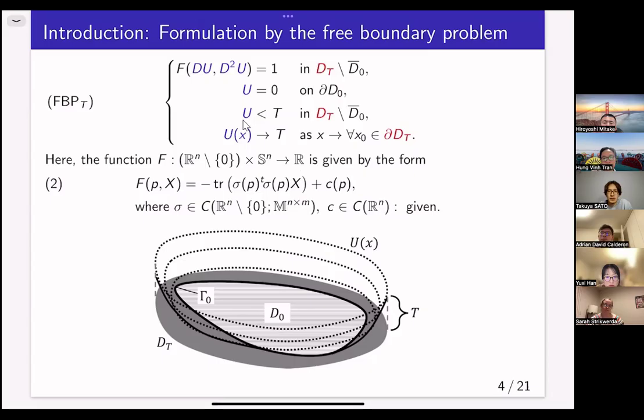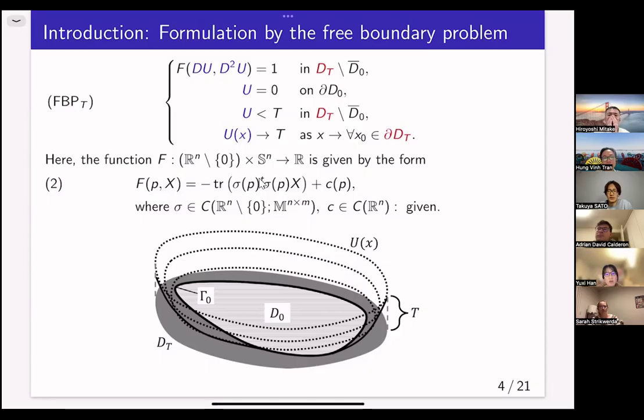And the rest of two conditions are called the free boundary condition for u. And this condition means that the height of u reaches the parameter T for the first time on the free boundary, which is the boundary of an unknown domain DT.